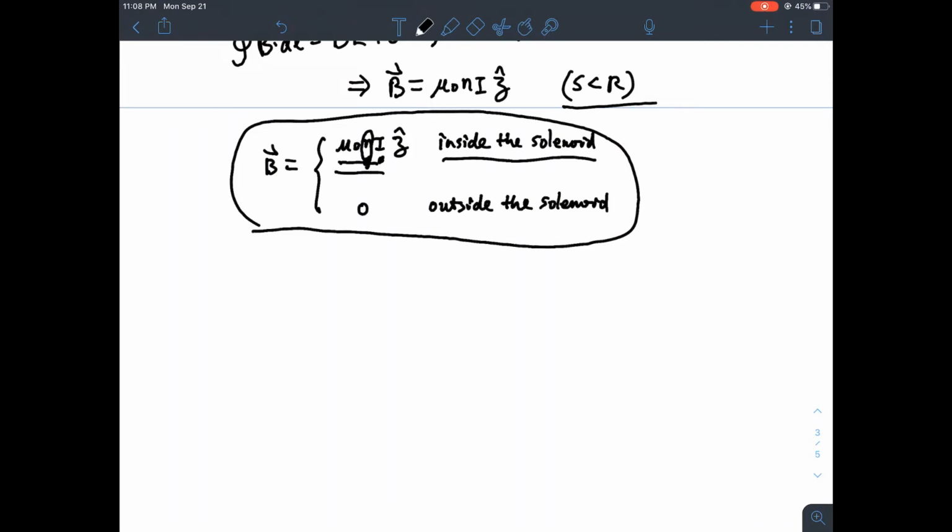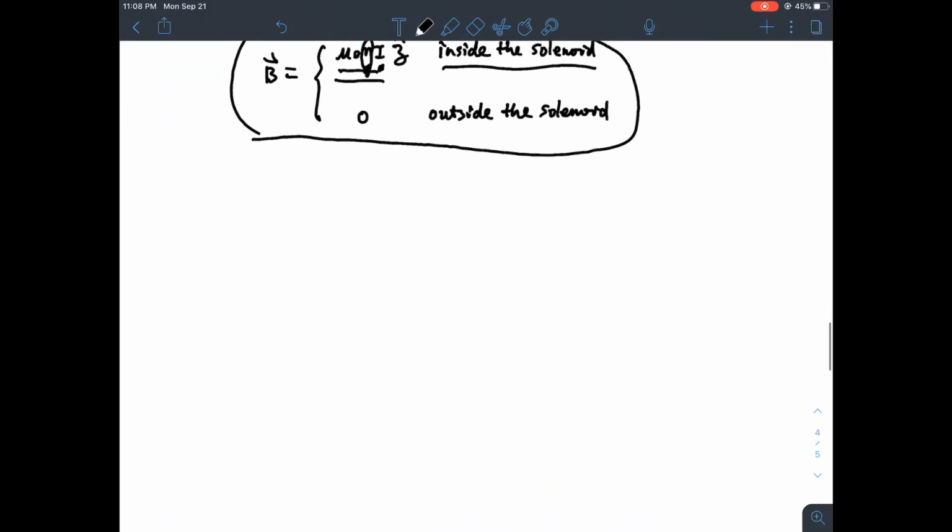Okay, but in many situations, if we don't have such symmetries, we cannot really use it. Now I wanted to discuss a different topic called magnetic vector potential.